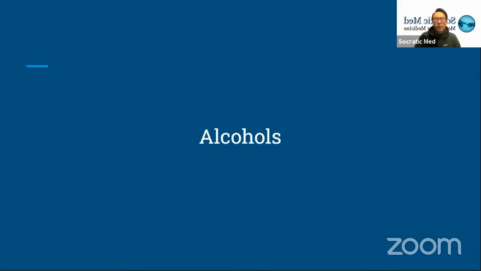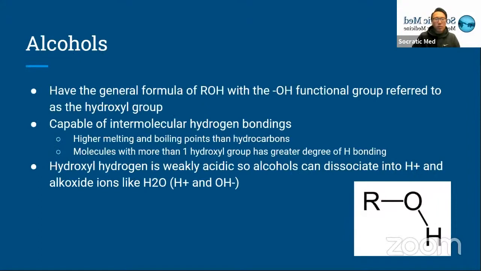So first off, I'm going to go over alcohols. So just some general information about alcohols. They have the formula ROH with the OH hydroxyl group, functional group. So on the bottom, I just have a picture of a general structure of an alcohol. So the R group is usually a carbon chain attached to this OH group, which is the hydroxyl group, and that's the defining feature of alcohols.